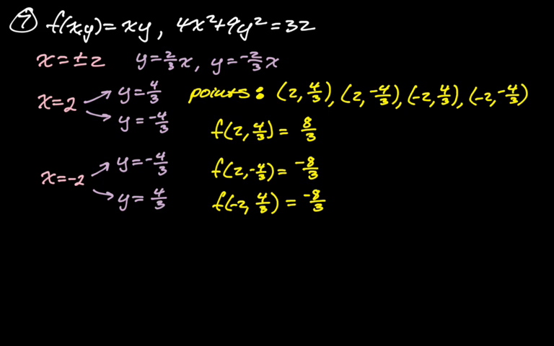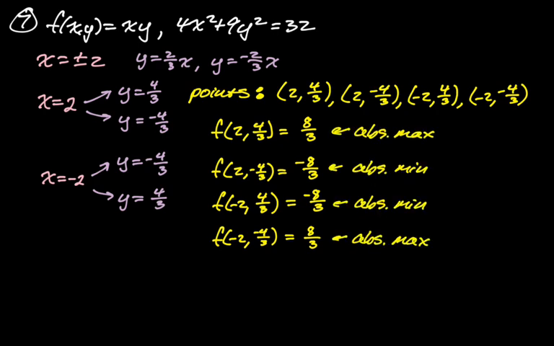Negative 2, 4/3 gives us negative 8/3 again, and then negative 2, negative 4/3 gives us positive 8/3 again. So we have absolute maxes at 8/3 and absolute minimums at negative 8/3. So it just depends on the question. Is the question where does it occur, or is it what is it? So we know that the maxes are at (2, 4/3) and (-2, -4/3). The mins are at (2, -4/3) and (-2, 4/3). I don't know what I said there.